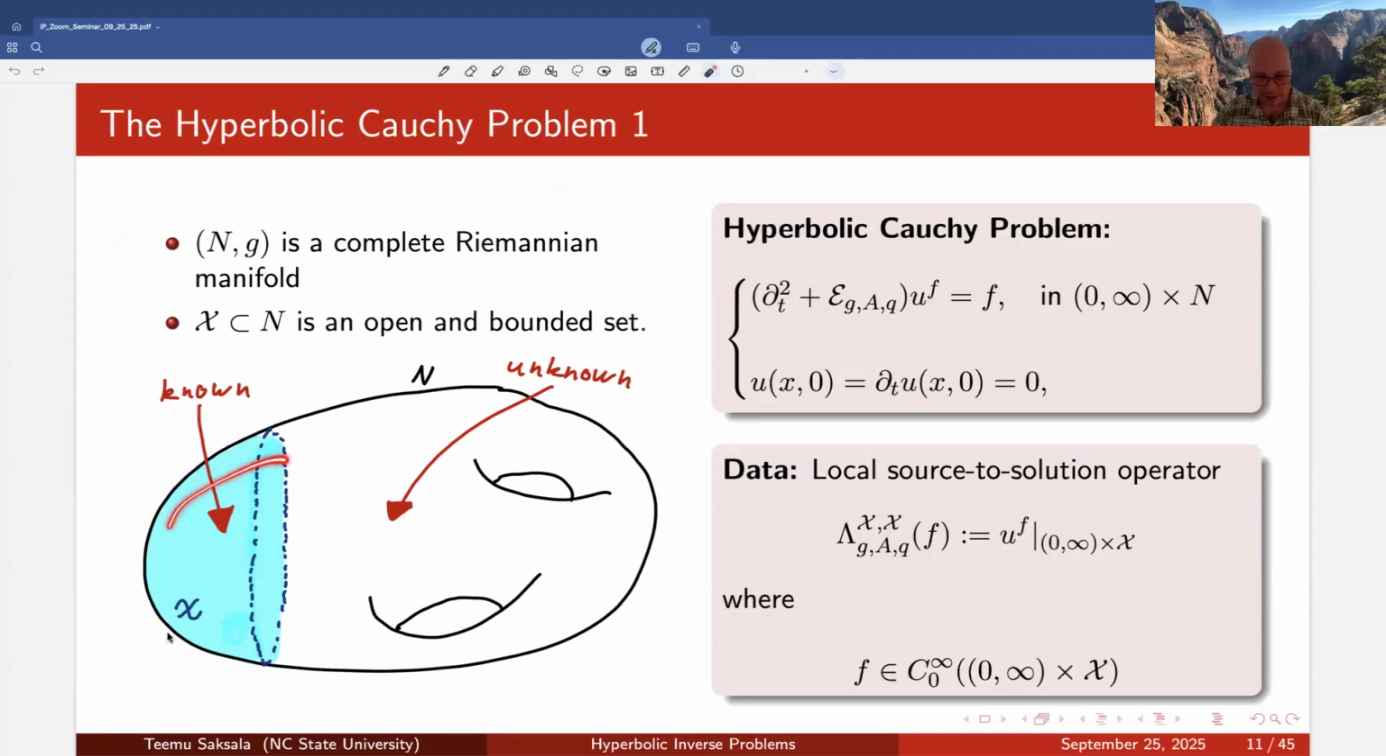So I'm looking at this, and this is the part I know, and this set can be very small as long as it's open, and then there is some unknown part of the manifold which can have very, very funky geometry or whatever. So what I'm doing here all the time, as in this slide earlier, I'm looking at this hyperbolic Cauchy problem where I send waves from this set X, but now I also capture the waves in this set X. So my question is, can I recover everything up to this gauge that I mentioned by this type of measurement when I send lots of waves and I capture each of them?